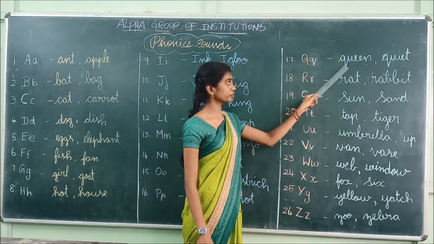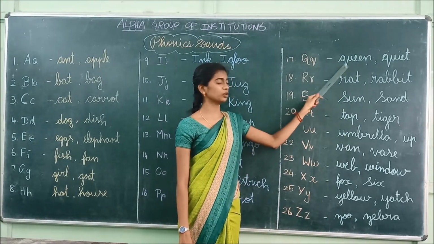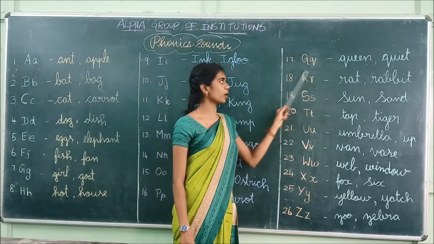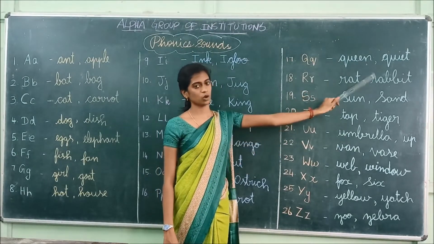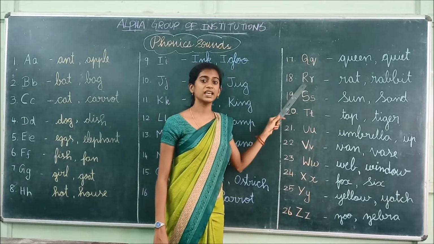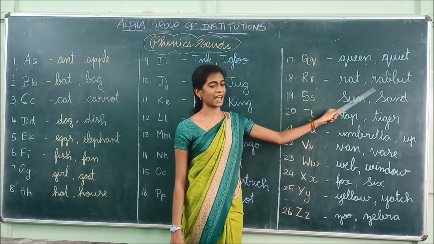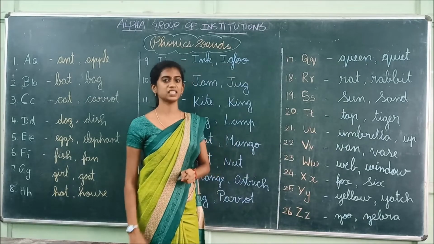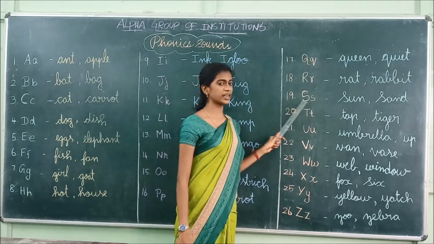So, for Qua, Queen, Quiet. Okay, Queen, Quiet. So, what is the spelling of Queen here? Q-U-E-E-N, Queen, okay, quiet, Q-U-I-E-T, quiet. So what is the sound that comes from these words, Qua, okay, Qua. Queen, quiet, repeat after me, Queen, quiet. The next one is Ir, and what is the example I have given? Rat, okay, rat, and the rabbit, okay, R sound, okay, Ir sound, R-A-T, rat, R-A-B-B-I-T, rabbit. So what sounds that comes here, Ir, okay, rabbit, rat.